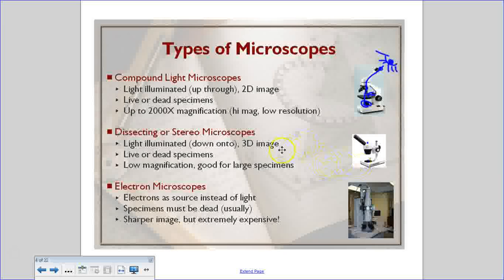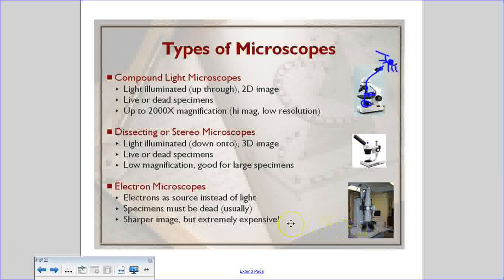Okay, so that gives you a 3D image, so three-dimensional. You can see, oh, this is the top of it, it's closer to me. I can see that this is the bottom of it, it's farther away, that sort of thing. So again, you can use live or dead specimens. These ones are approximately similar cost to a compound light microscope, depending on the power of it. It doesn't magnify very much. I believe most of them are up to 100x, or 100 times. And it's pretty good for larger specimens. You can't fit very big specimens into the other types of microscopes.